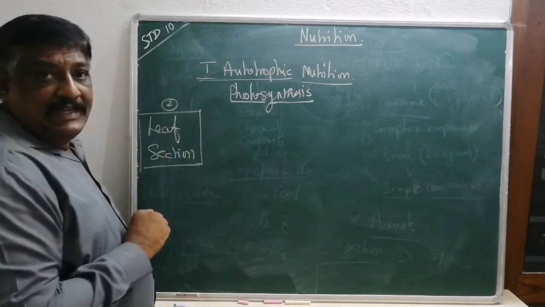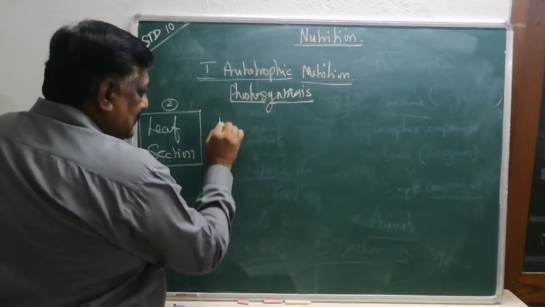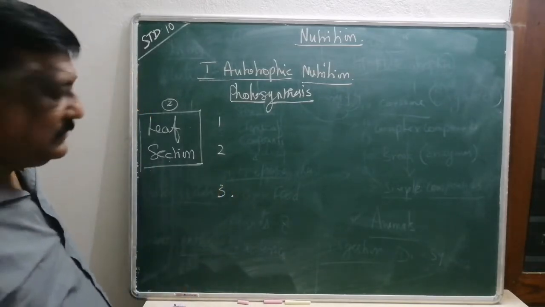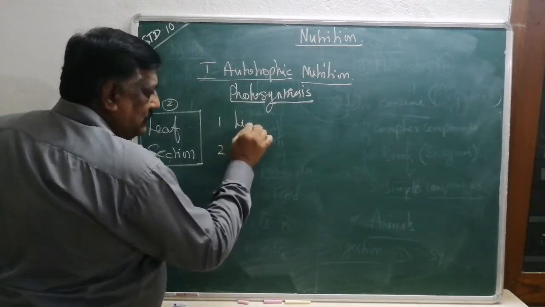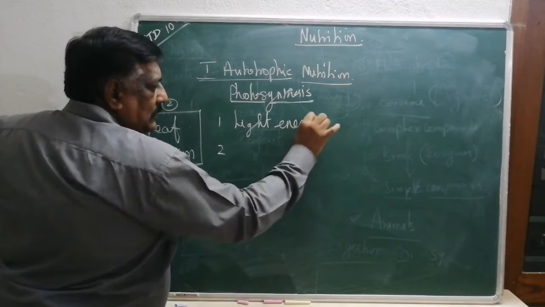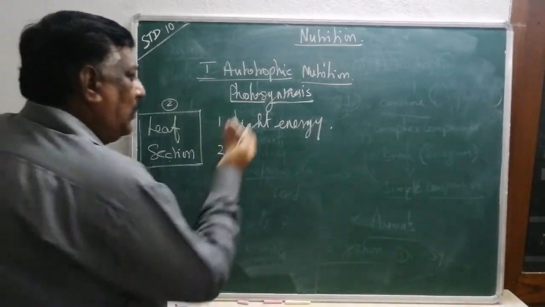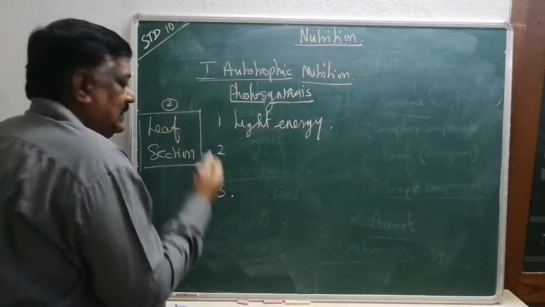So we have seen the second diagram, leaf section, already. Now I will go inside. Photosynthesis has some 3 steps involved. What is the first step? The light is used. Light energy is used to prepare the food. How is the light energy used? How to trap this light energy?